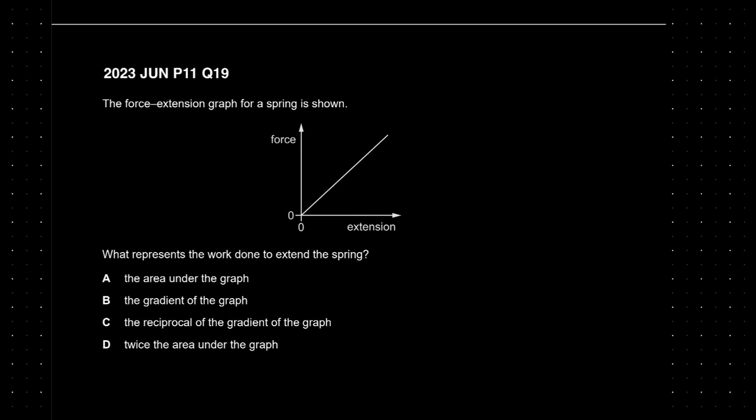Question 19, a force extension graph for a spring is shown. What represents the work done? So work done is the area under the F-x curve, right? So area, easy.